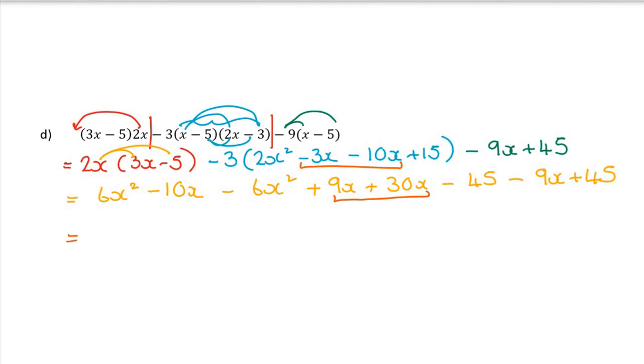So what are my like terms? 6x squared, take away 6x squared, well, that's nothing. Minus 10x plus 9x plus 30x minus 9x. Well, my 9x's will cancel, so 9x take away 9x cancels. So I basically get 30 take away 10, which is 20x. And lastly, my constants are minus 45 and plus 45, and so they disappear. So what looked like a fairly complicated question boiled down to a really easy one.